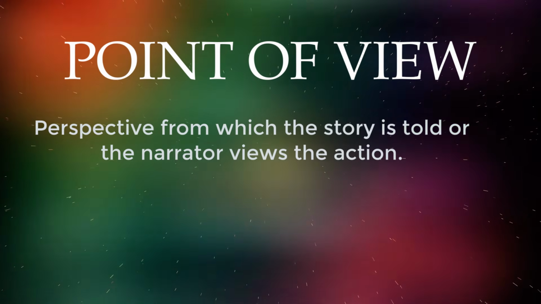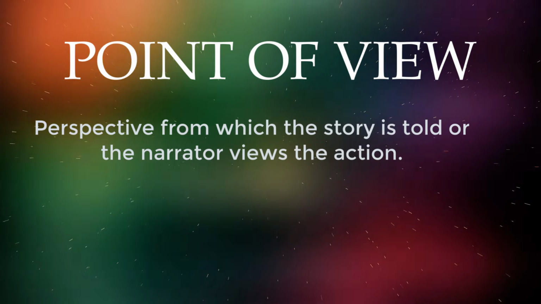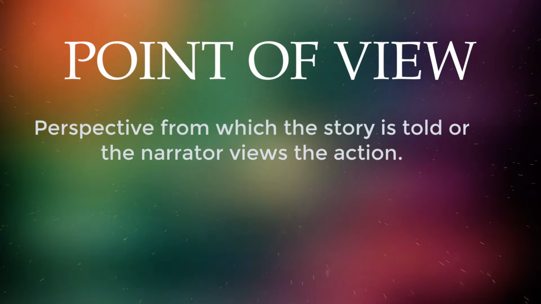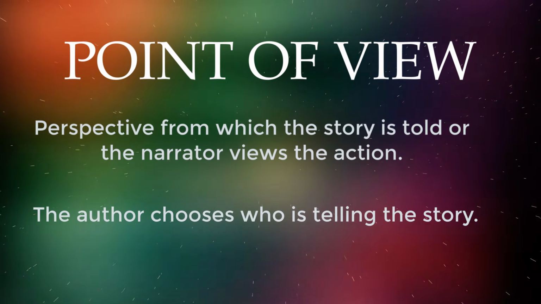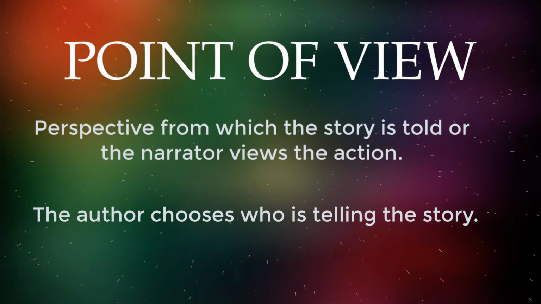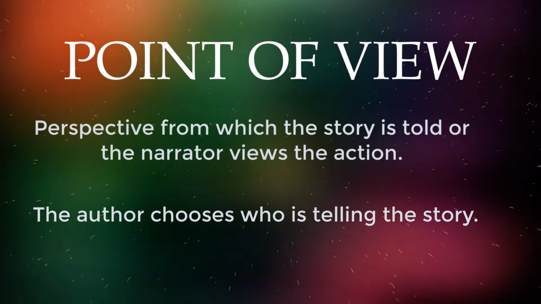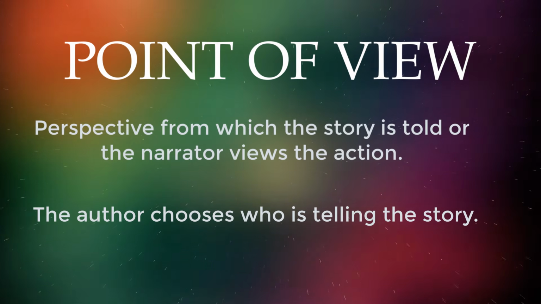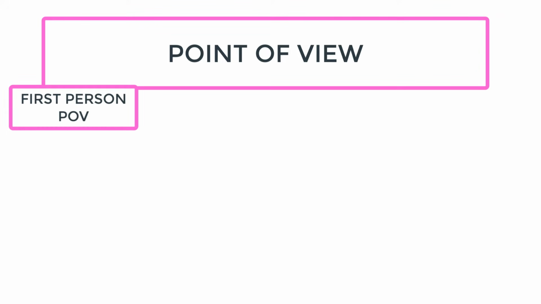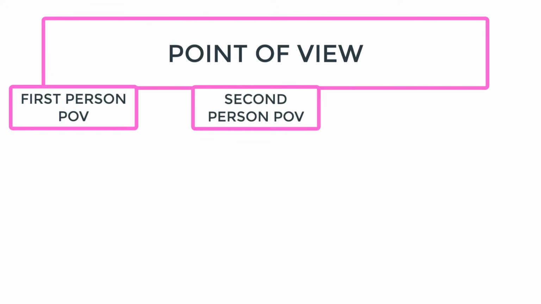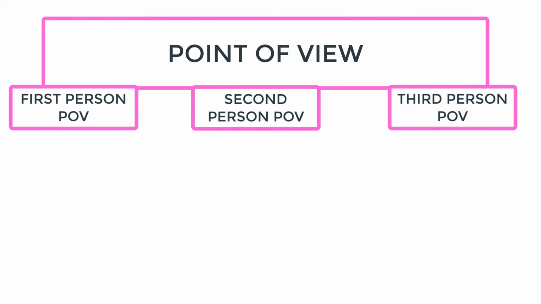Let's go on to point of view. The point of view is the perspective from which the story is told. The author chooses who is telling the story by the point of view. Depending on who the narrator is, he or she will be standing at one point and seeing the action. There is first-person point of view, second-person point of view, and third-person point of view.